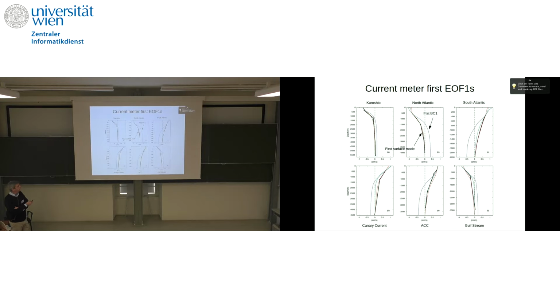And you can do this in other locations as well. This is in the Kuroshio in the North Pacific. Here's in the North Atlantic, South Atlantic, Canary Current, Antarctic Circumpolar Current, and the Gulf Stream. And in all cases, the red curve here, which is the first surface mode, falls right on top of this dominant EOF, and in all of these cases accounts for more than 80% of the variance. Okay, so this suggests that this first surface mode is probably relevant for the ocean. All right, and now we don't need a barotropic mode. We don't have to combine it with anything. This is the beautiful part of this, is that you have one single mode now.